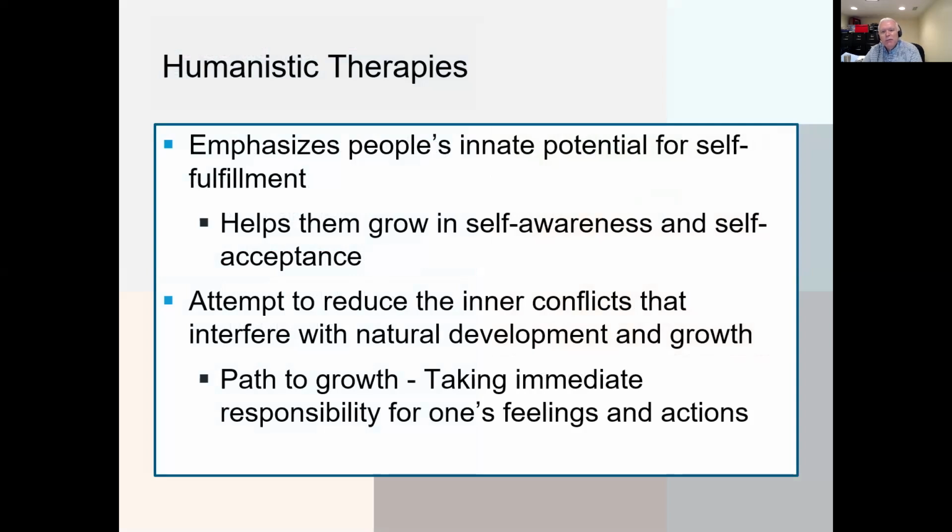A second type of psychological therapy is called humanistic therapy. And just like psychoanalysis is based on some of the ideas in Freud's psychoanalytic theory of personality, humanistic therapy is based on some of the ideas that Maslow and Rogers have about personality.